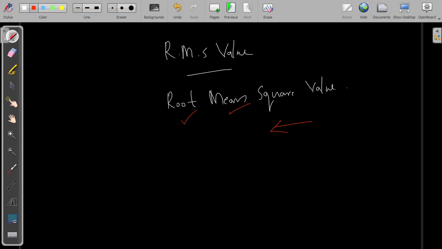For an AC current waveform, the average value is 0 for one cycle. But the average value being 0 doesn't mean that its RMS value is 0. It has got an RMS value, even though the average value is 0. Why? Because we are squaring the waveform.